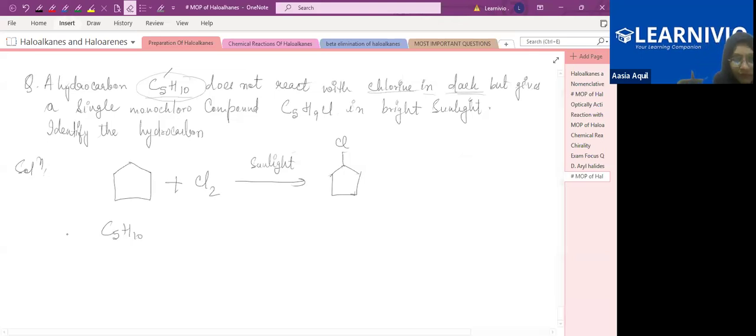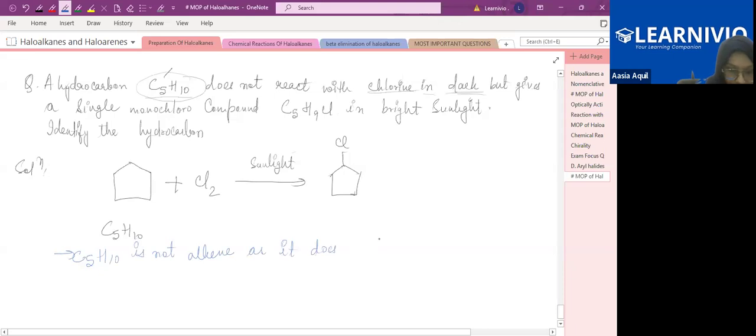Okay, write down the solution. And one more point you can write here: C5H10 is not an alkene, as it does not react with Cl2 in dark.